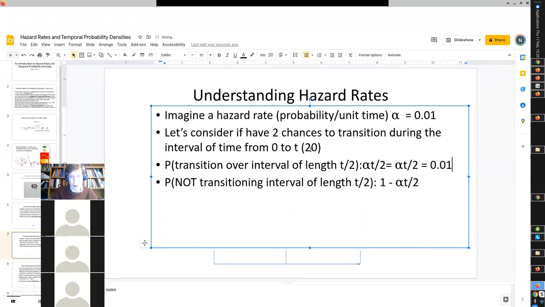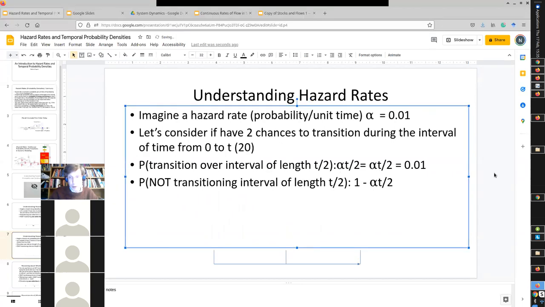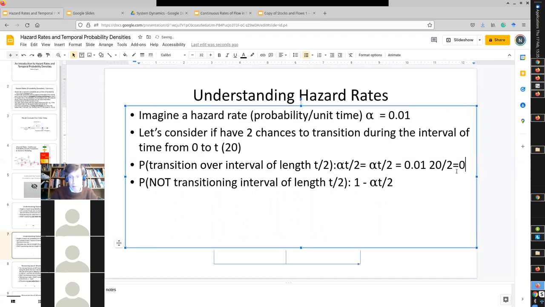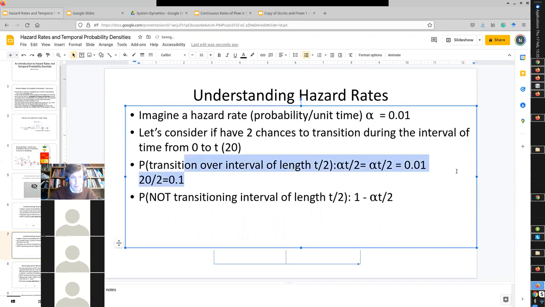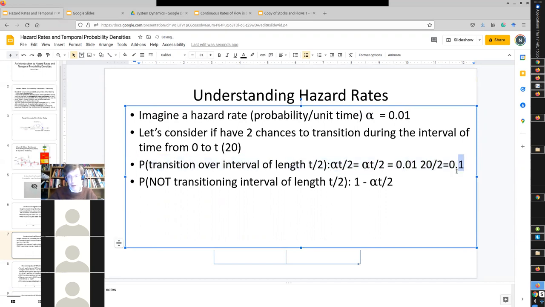So I'll do a little bit of this right now and I'll try to do it more completely later, but this is going to be this, and that's going to be 0.1. Okay. I'll shrink that down a bit. There we go. And this will be 1 minus 0.1, which is equal to 0.9. Okay. Great.